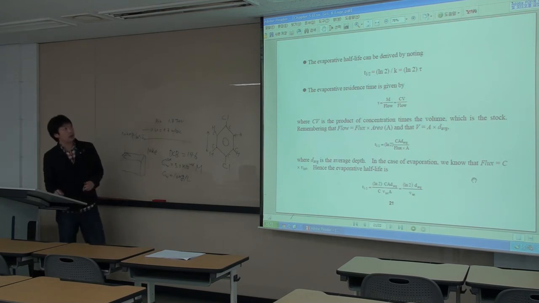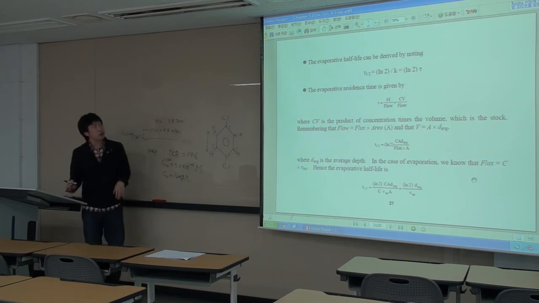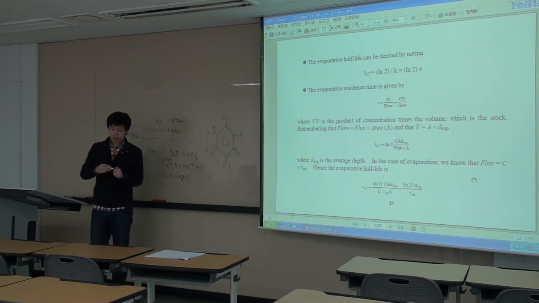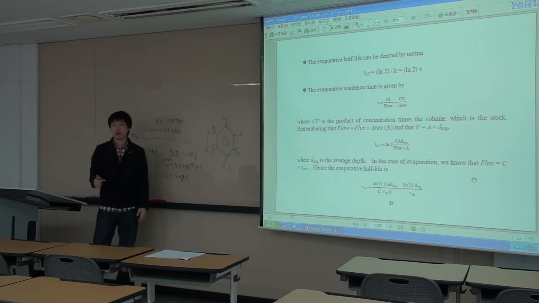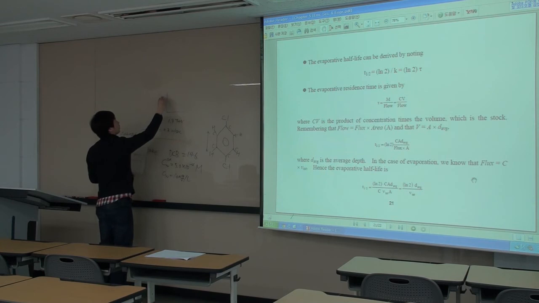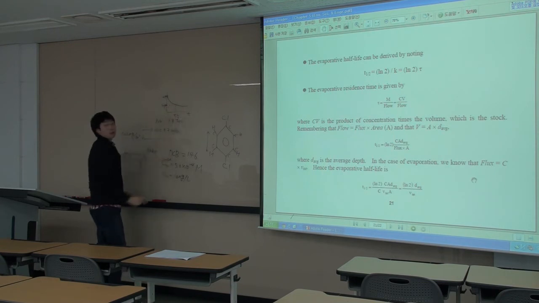Okay, let's see there. The evaporative half-life can be... what is the meaning of evaporative half-life? There is some particle, 100 ppm, but there will be some evaporation by partitioning. It was in the air, 100 ppm, but there will be evaporation. So the concentration will decrease. The time until this concentration is half, in this case 50 ppm, is the half-life. This is the time, and its concentration will decrease.